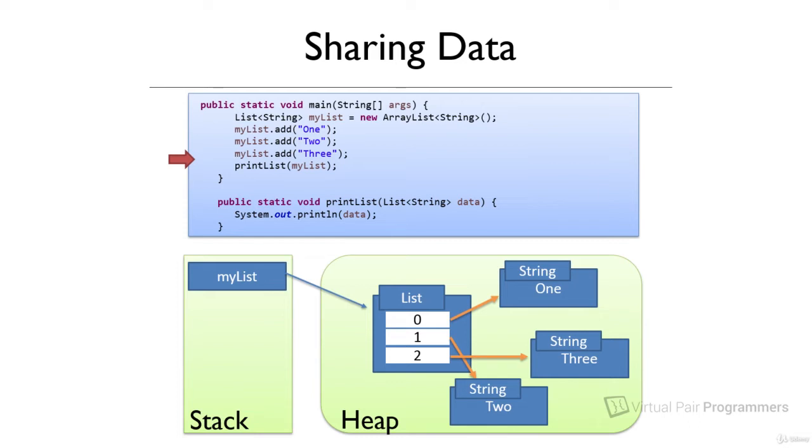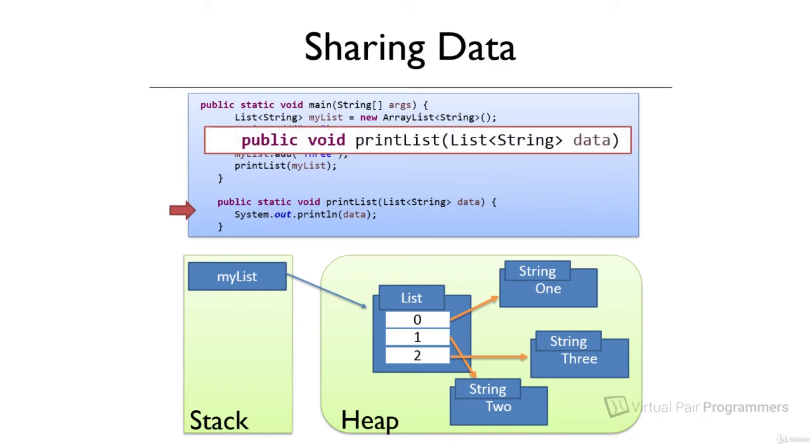Let's advance now to the line which calls the printList method. The declaration of this method is public void printList, and then we pass into the method the list of strings and we call it data. So when we're in printList, the stack will now look like this. A new local variable is created called data, and this variable points to the same object as the myList variable. It's a copy of the myList variable, and the reference for myList is copied into data.